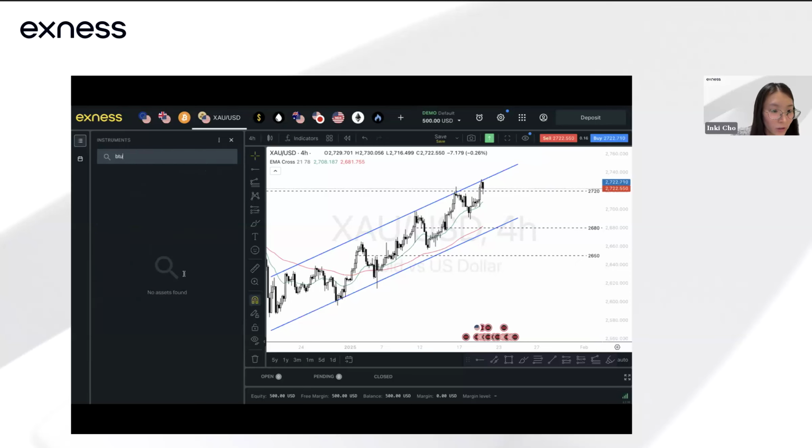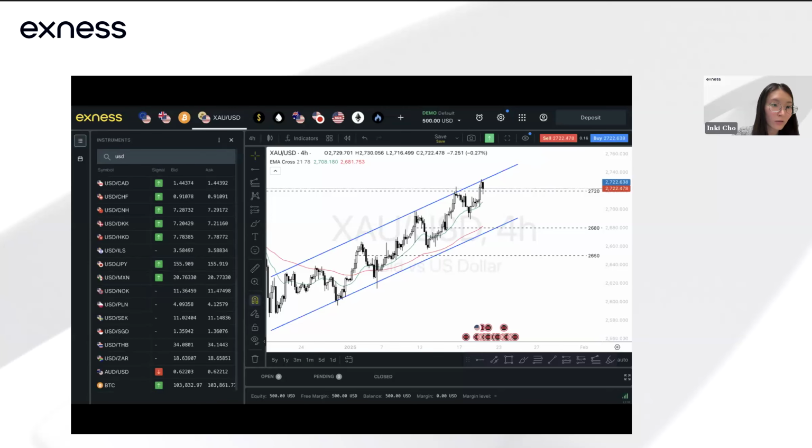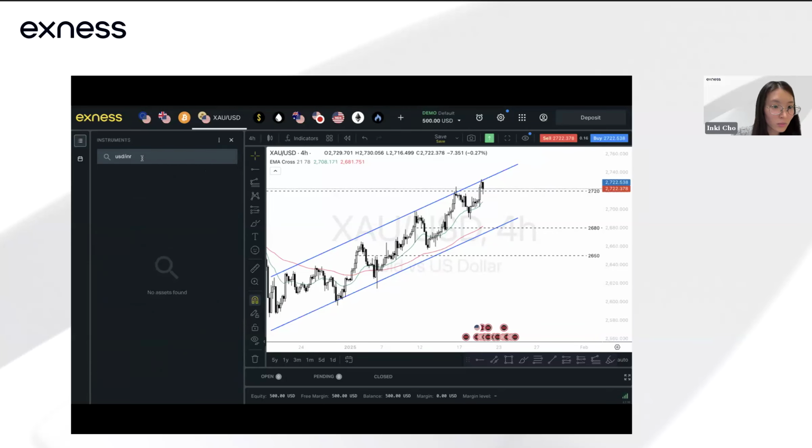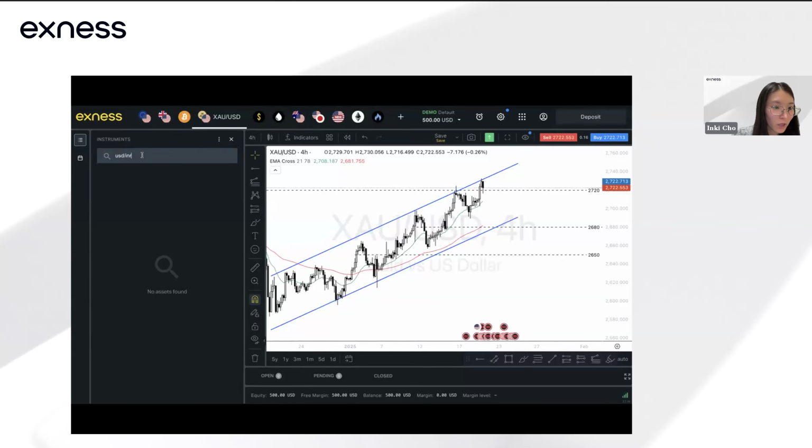Oh, we have USD INR. Sorry, I missed that just now. Okay, let's take a look at that. This is quite exotic. I think we don't have it here. I'm sorry, I think we don't have it here actually.